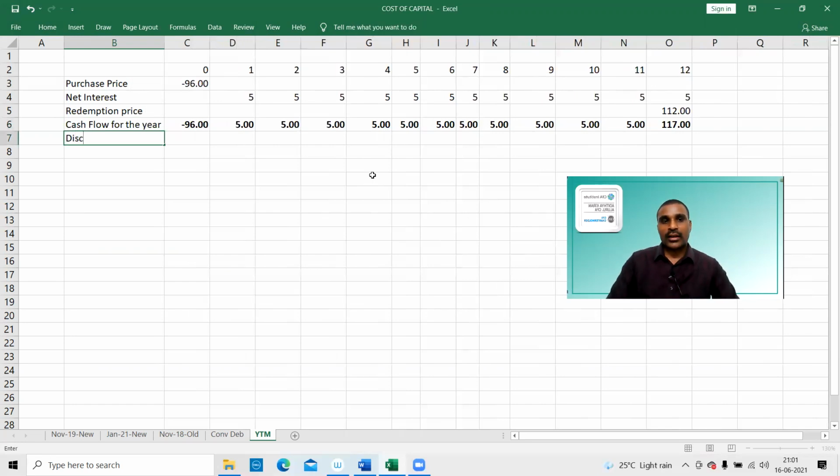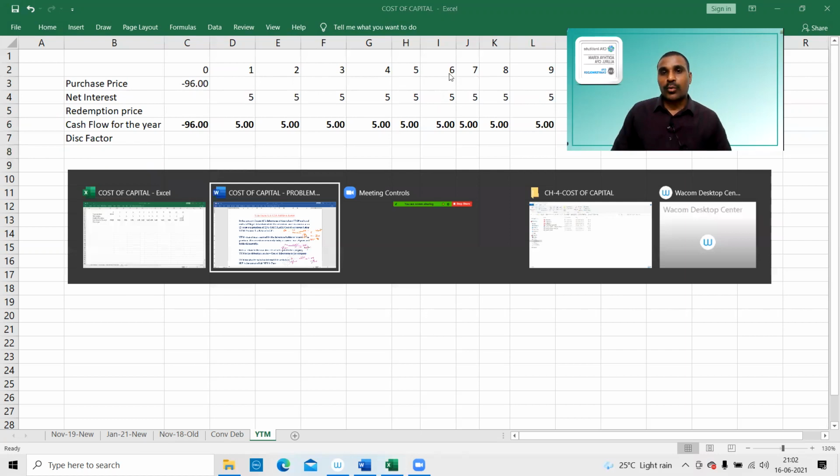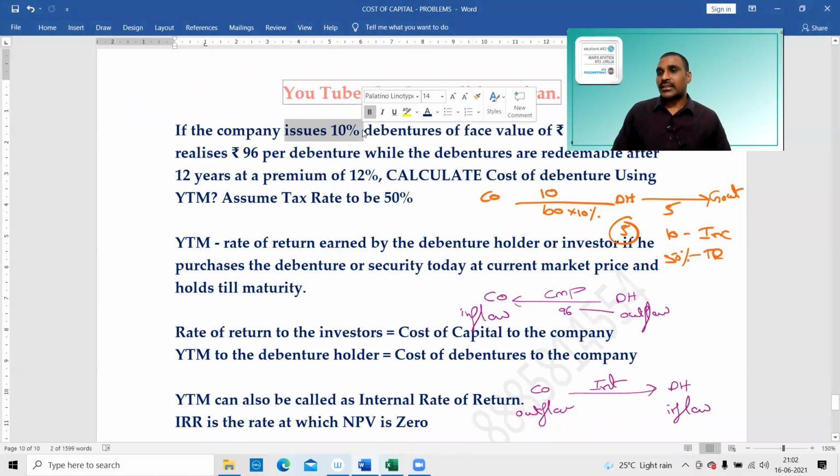Next, discount factor. So we have to use different guess rates of discount. What is the starting point for the guess rate? We need some clue at least. Yes, we are ready to do some guesswork, but there should be some logic and some basis for the guesswork. What should be the basis? The basis for guesswork is the coupon rate. Coupon rate is 10%. We'll start the discount rate using this coupon rate.